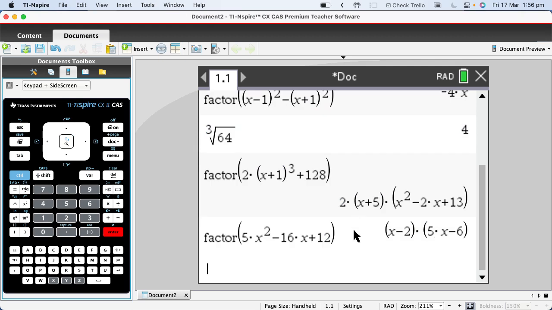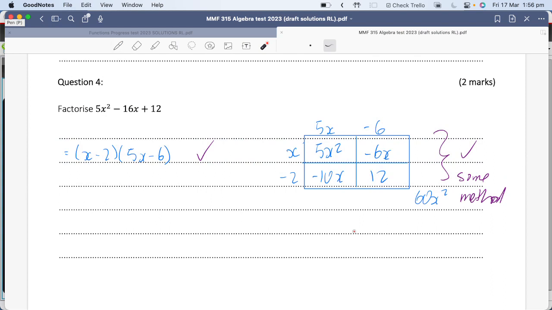Oh, I did do it. I had some students, and maybe it was the method they used, I'm not sure, who came out with 5 outside of x minus 2 outside of x minus 1.2. And it felt like a calculator factorization. I'm not too sure why my calculator didn't do that and yours did. Maybe it's the way you did it if that's you.